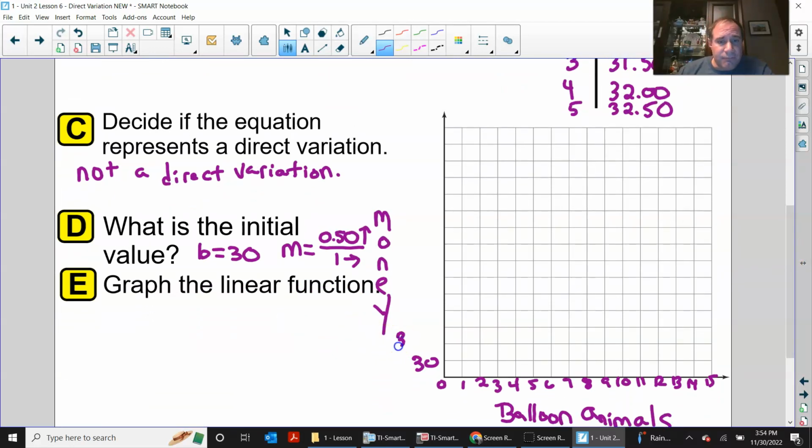So you have 31. Sorry, not 31. You're adding 50 cents. So here we go again: 30.50. Then the next one is 31. The next one is 31.50. And you're jumping up by 50 cents because each balloon animal is 50 cents.